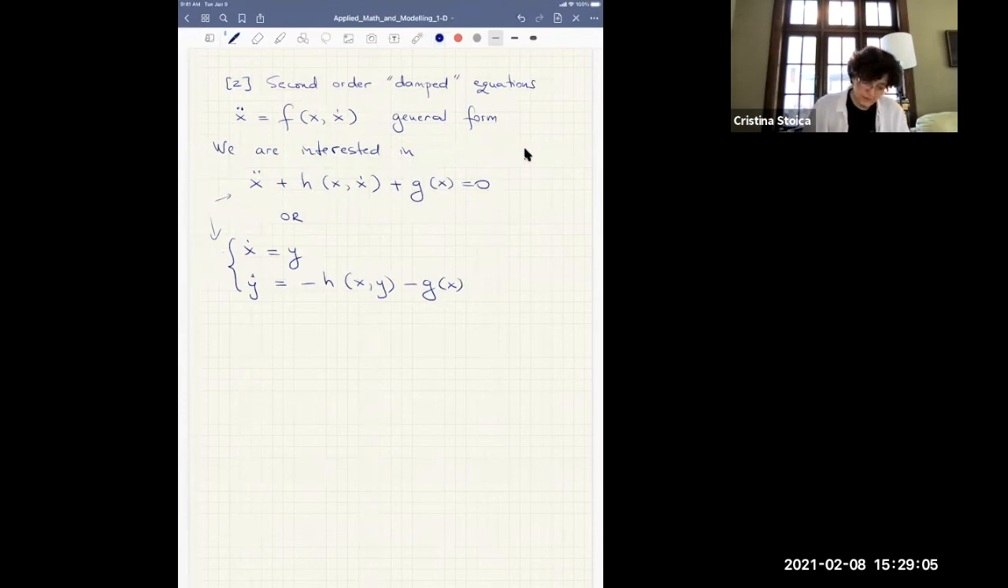In particular, this type of equations shows up a lot in engineering and in applications, but their mother equation, if you want, is really the damped oscillator. That's why I call them damped equations. So here is what I'm writing here. This is a model for an oscillator, like we did before, like an elastic spring, if you want.